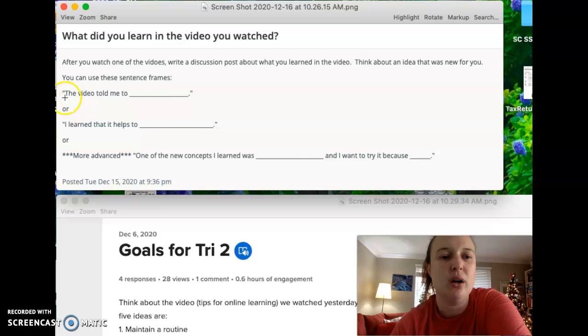So for example, my sentence frame here is, the video told me to get 9 hours of sleep a night. I learned that it helps to get 9 hours of sleep tonight. And then the more advanced is, one of the concepts I learned was I need to get 9 hours of sleep. And I want to try that because it might help me feel like I have more energy for my classes. Okay, so if you're already doing discussion posts, just take it one step further, and in the description of the discussion post on Schoology, add in the sentence frames and you will be good to go.